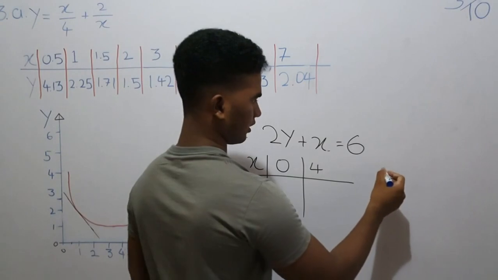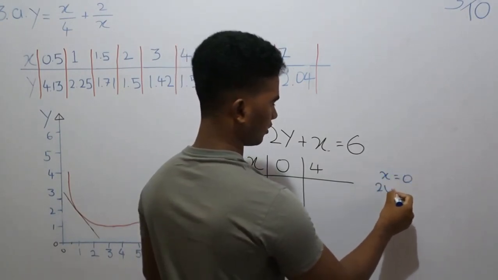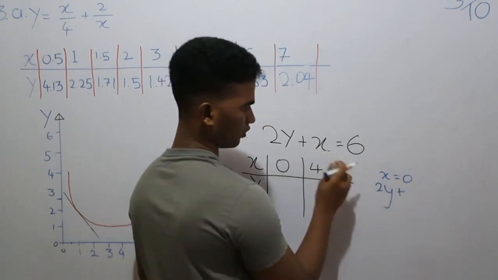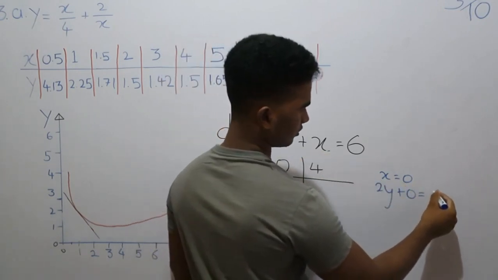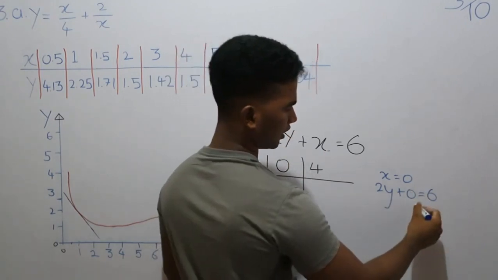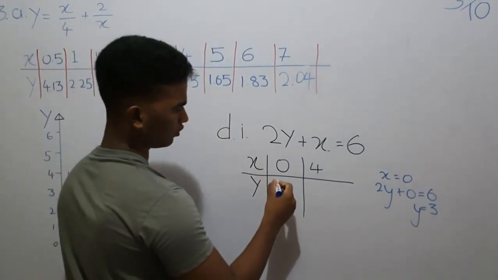So x equals 0. 2y plus 0 is x, plus x is 0, so equals 6. Divide both sides by 2, you are getting y as 3. So when x equals 0, y is equal to 3.